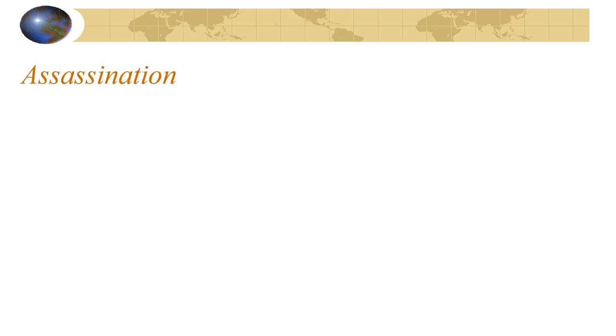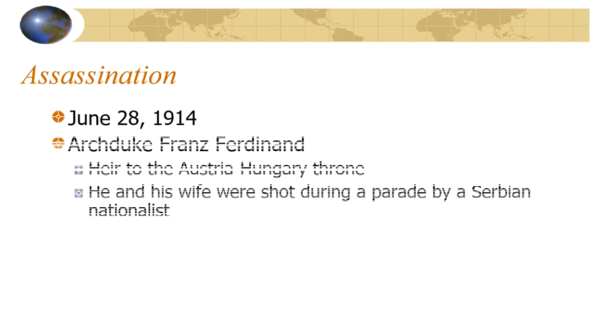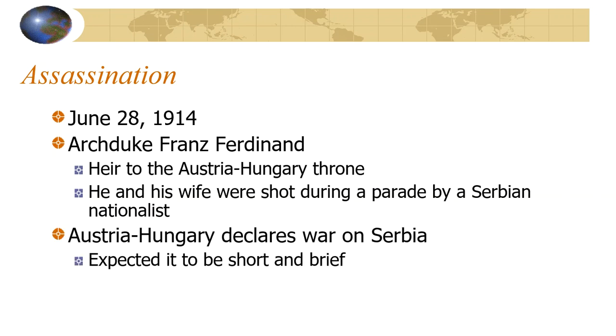One of the big causes was the assassination of Archduke Franz Ferdinand. He was the heir to the Austrian-Hungarian throne, and he and his wife were shot during a parade by Serbian nationalists. Now, he was not shot by the Serbian nation, but rather by an individual. But Austria-Hungary will declare war on Serbia. They expected this war to be short and brief. And they thought, this is a tiny nation, we're going to take him over very, very quickly.